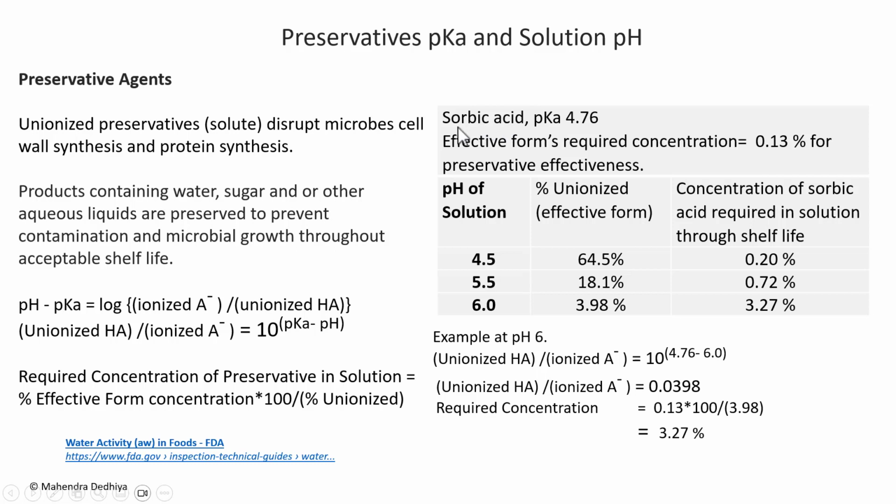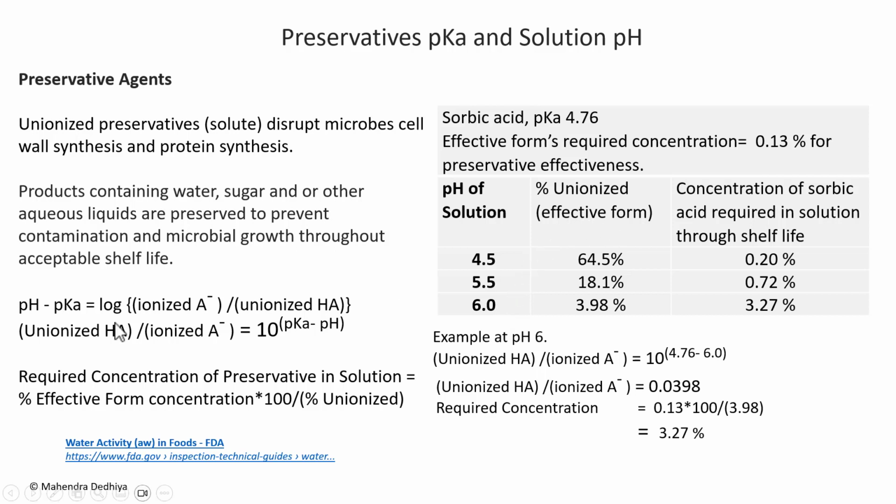We will see that in sorbic acid, which has pKa of 4.76. We know from literature that effective form requires concentration of 0.13% for preservative effectiveness. Solution must have at least 0.13% of unionized species of sorbic acid to be effective. We can look at the pH of solution between 4.5, 5.5 to 6. These are very commonly used in pharmaceutical oral solutions as well as in cosmetic.